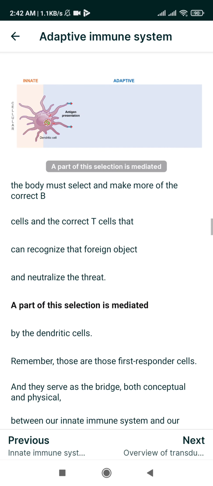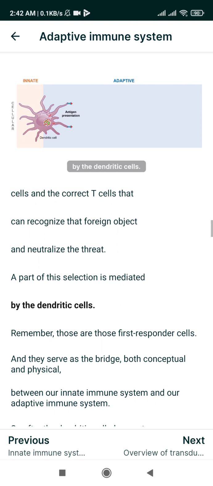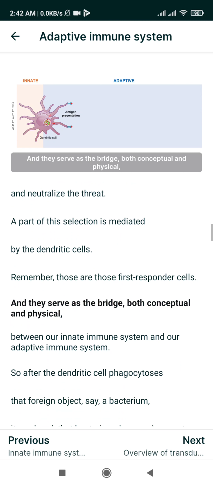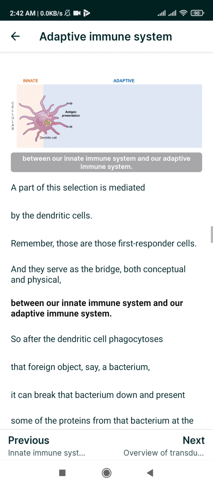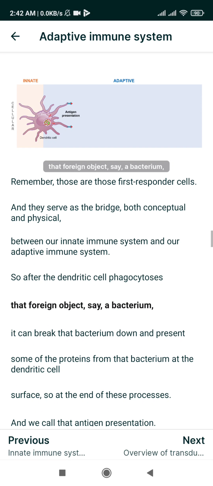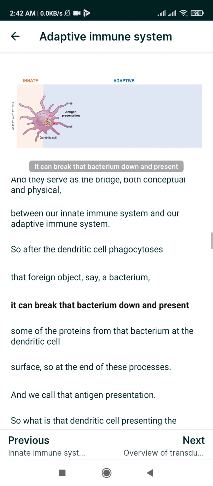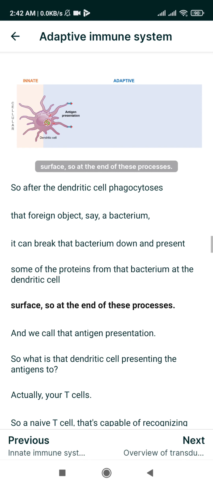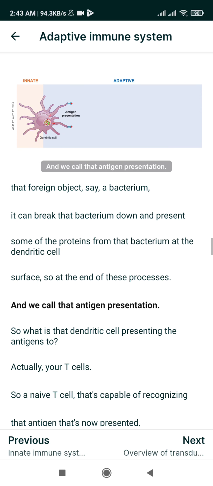A part of this selection is mediated by the dendritic cells. Remember, those are those first responder cells, and they serve as the bridge, both conceptual and physical, between our innate immune system and our adaptive immune system. So after the dendritic cell phagocytoses that foreign object, say a bacterium, it can break that bacterium down and present some of the proteins from that bacterium at the dendritic cell surface. We call that antigen presentation.